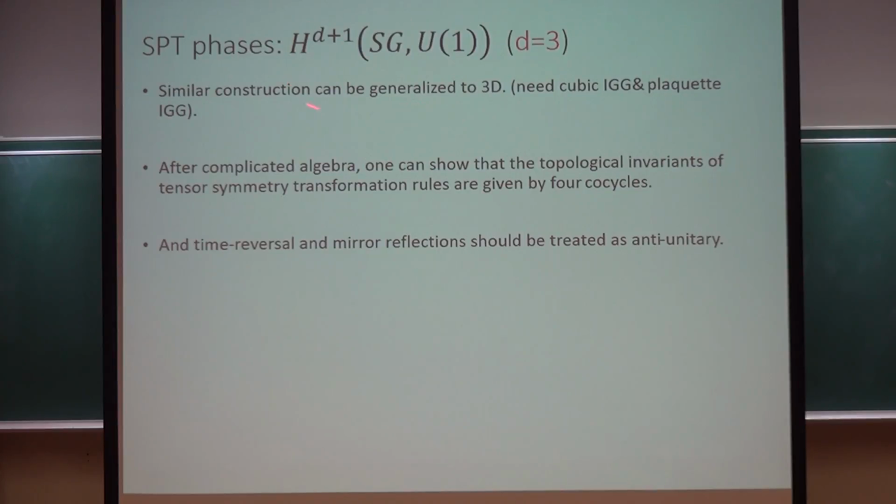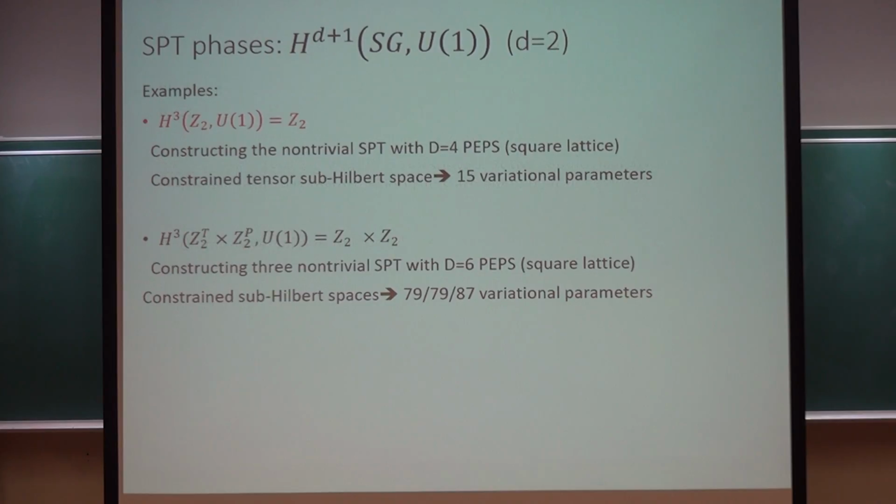And a similar construction can be generalized to 3D. But the algebra becomes quite different. But eventually you can show that in 3D this also works. And again, time reversal and mirror should be treated as anti-unitary, but the translation and rotation should be unitary. Okay. So maybe I'll try to spend the remaining time to explain this example.